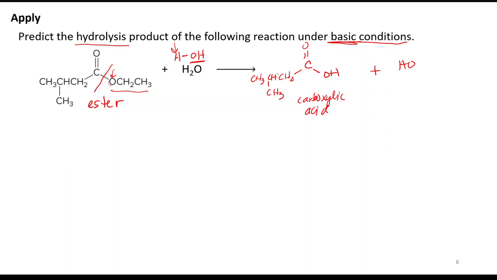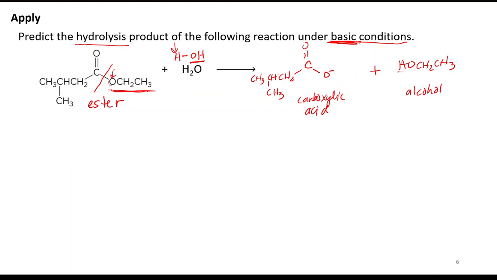Now I'm under basic conditions. So what this means is that the H in my carboxylic acid is going to be removed by the base. And what is going to be left behind is just that negative charge. So I have to remove that H there, and it now becomes negative. And that is it. That is how you hydrolyze an ester bond. You replace that OR group with the OH, and then make sure you give your alcohol that H. And then if you're under basic conditions, your carboxylic acid needs to have that negative charge.